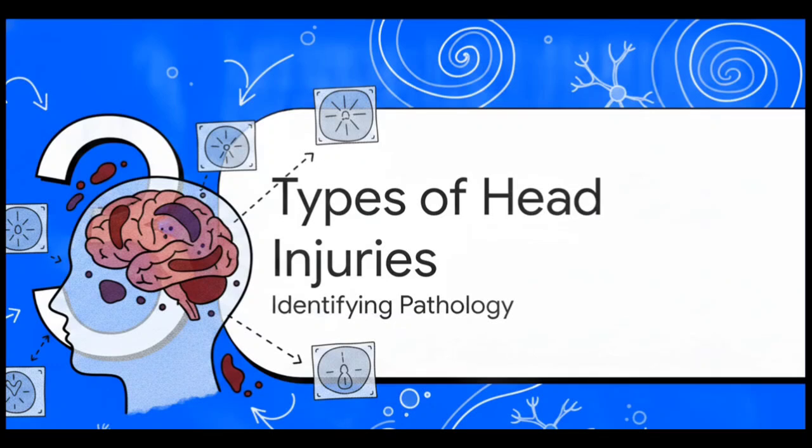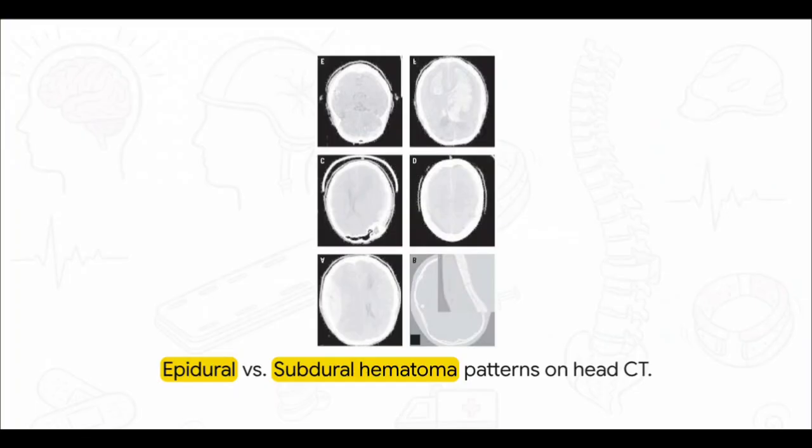Moving straight into Section 3, Types of Head Injuries. Let's actually identify the pathology on those scans. It is all about the shape. An epidural hematoma looks like a classic biconvex or lens-shaped hyperdensity. This is almost always from a temporal bone fracture slicing open the middle meningeal artery.